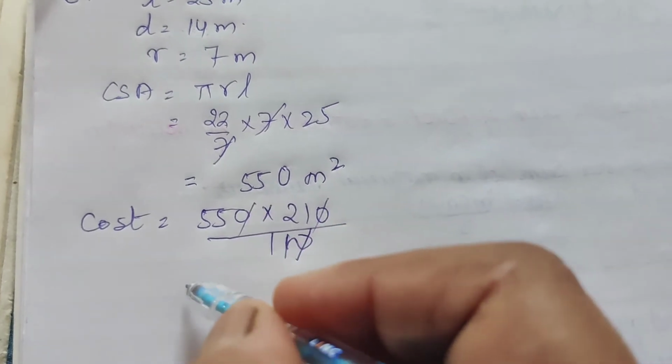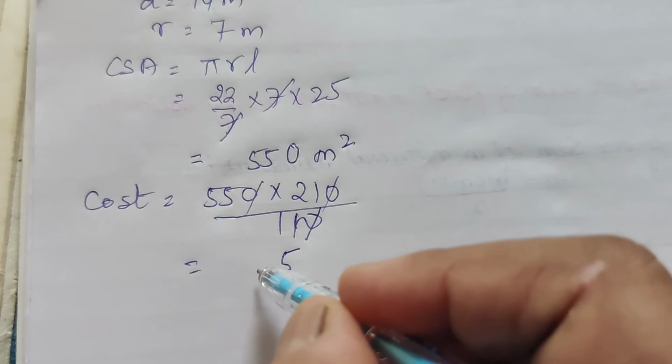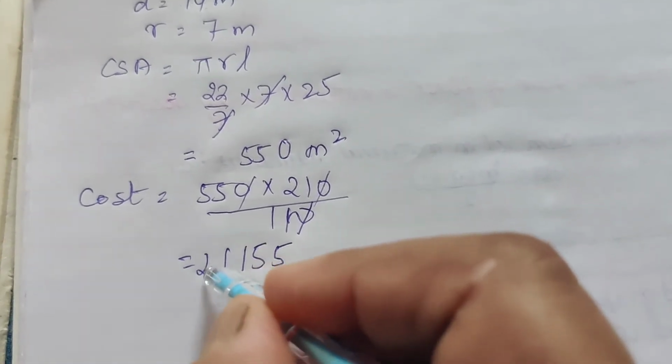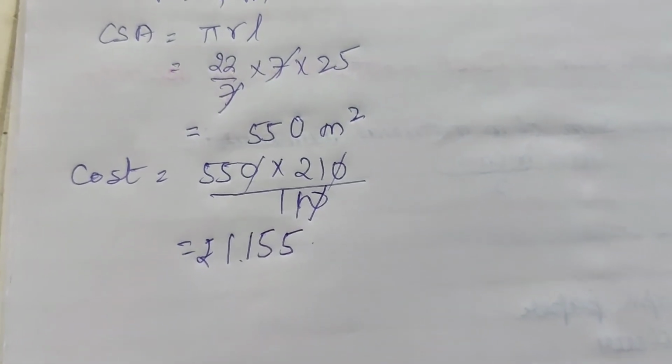Cancel. 21 into 55. 25, 21 1, 110 plus 1155. The rupees is 1155.